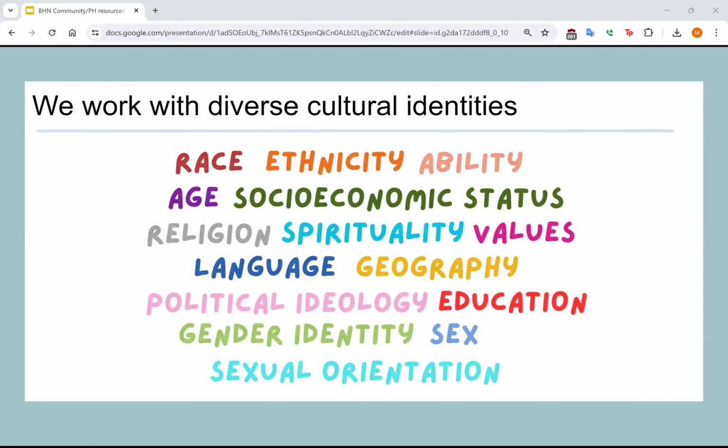So this is important because we always think of culture as just different groups, like people who have the same language and music, but everybody has their own cultural identity and it encompasses so many things. So you can see here just some examples of categories of how people can have different perspectives and might need some changes in how we provide care.